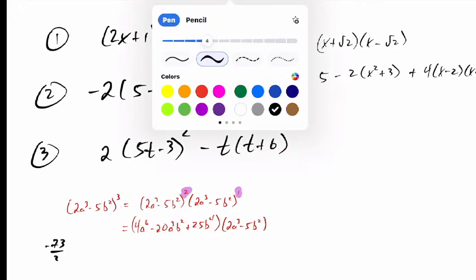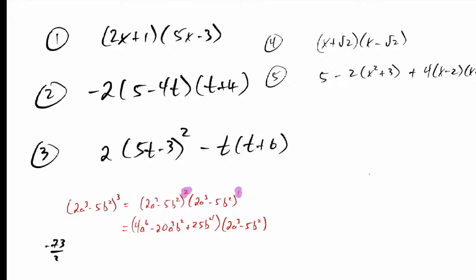Hamdi, for your question, I just want to make sure I'm answering it. This is 5b cubed to the power of 2, which is 25b to the power of 6.